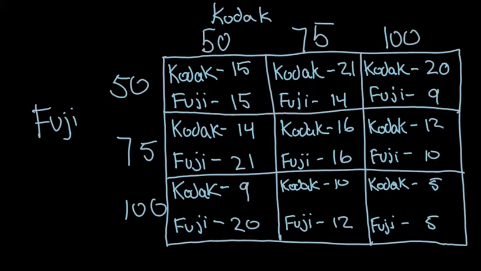Looking at 100, when Fuji decides to produce that, Kodak, for a third time, would want to produce 75 rolls of film, giving them the highest profit. Since each time, no matter what Fuji decides to do, Kodak will want to produce 75 rolls of film, 75 is Kodak's dominant strategy.